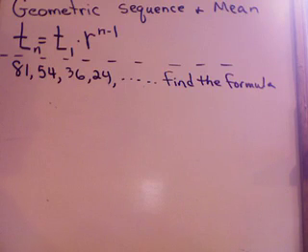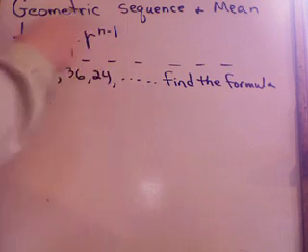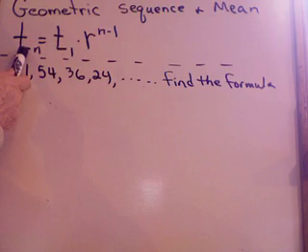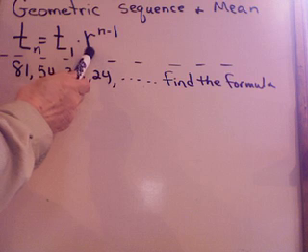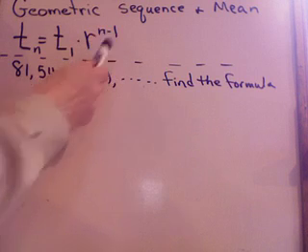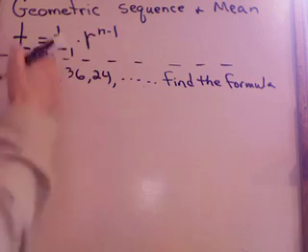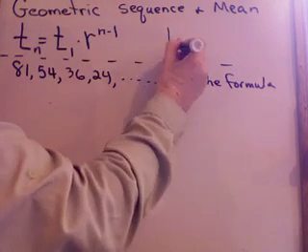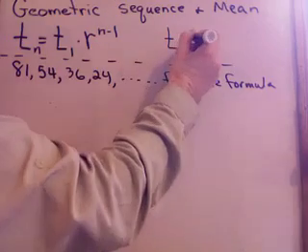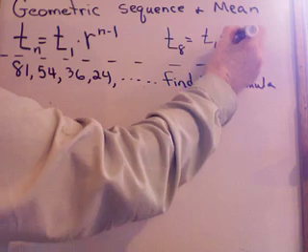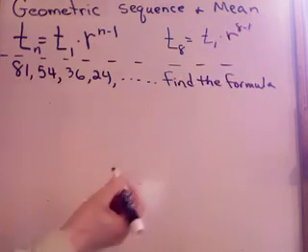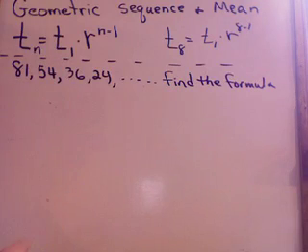Okay, we're studying geometric sequence and mean. Here's the general formula for this geometric sequence. T sub n is equal to T sub 1, which is the first term, times r to the n minus 1. So just to get a sense for that formula, if I was using it for T sub 8, then I would go T sub 8 equals T sub 1 times r to the 8 minus 1, or r to the 7th. R is the common ratio, or the multiplier.